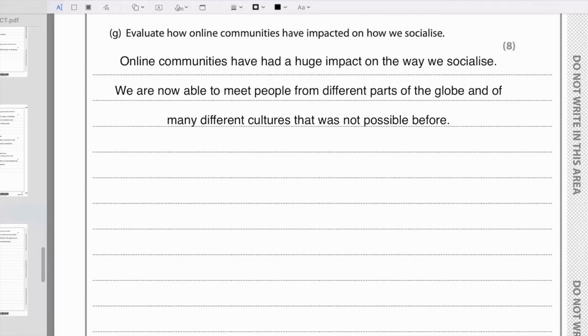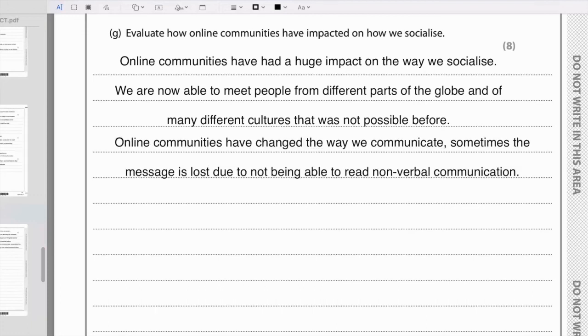Online communities have had a huge impact on the way we socialise. We're now able to meet people from different parts of the globe and of many different cultures that simply was not possible before. Online communities have changed the way we communicate. Sometimes the message is lost due to not being able to read non-verbal communication. If we think about the figure that 93% of what we say is non-verbal, like body language, the way you say it, the tone, tonality, that's missing from some online communities. It's not possible, and sometimes the message gets lost, and sometimes people take offence when no offence was meant in the first place.